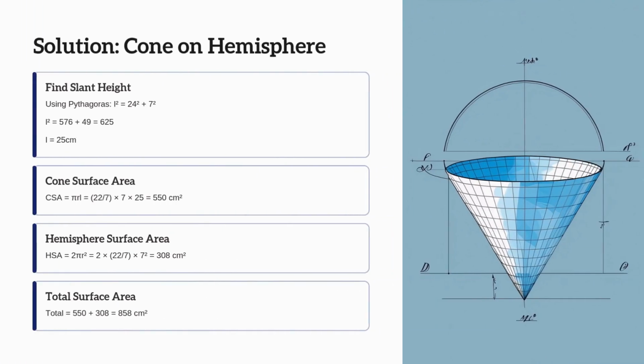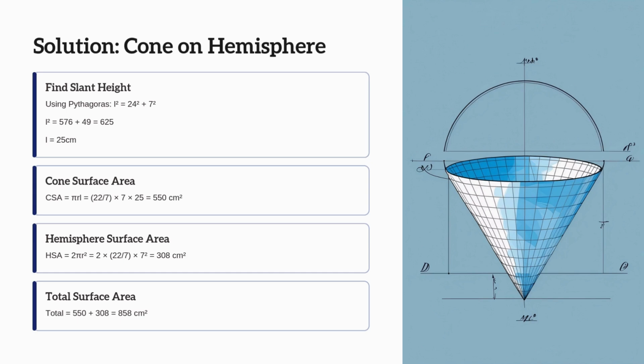Example. Cone on hemisphere. Problem. A wooden structure is made up of a cone mounted on a hemispherical base. The vertical height of the cone is 24 centimeters, and the common radius of both cone and hemisphere is 7 centimeters. Find the total surface area of the structure. Take pi equal to 22 over 7.